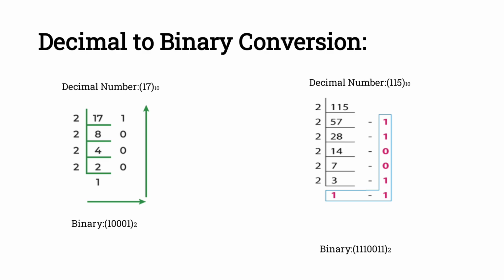So in order to convert the decimal number into a binary number, we need to divide the decimal number by the base value. The base value is 2 for binary. So we are going to divide the decimal value by 2. Then we are going to take the values from down to upwards.